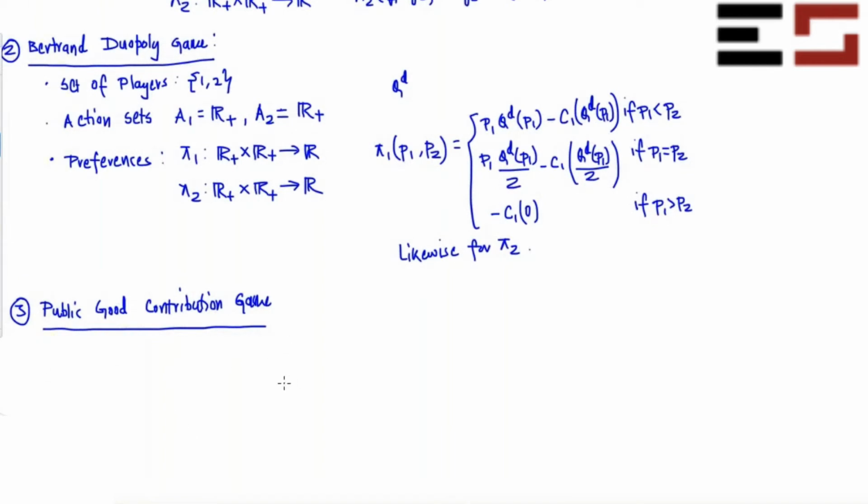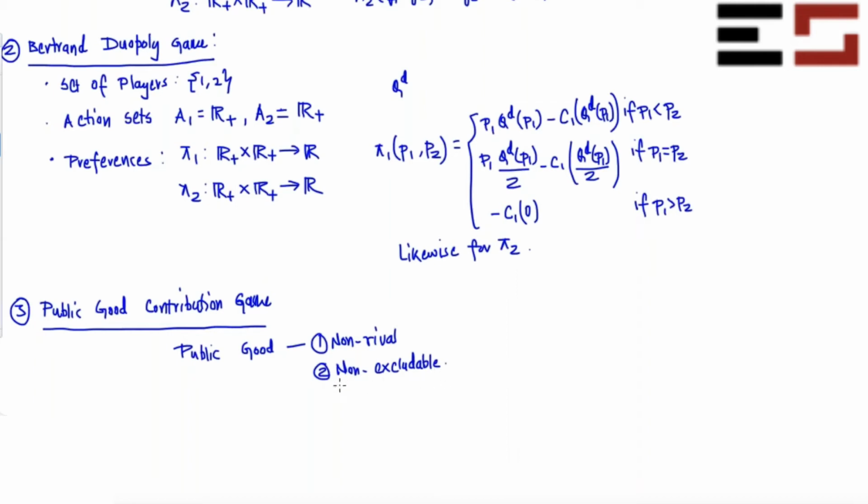So what is a public good, first of all? A public good is a good that is non-rival and non-excludable. These are the two properties that characterize a public good. The first is that it's non-rival, and the second is that it is non-excludable.